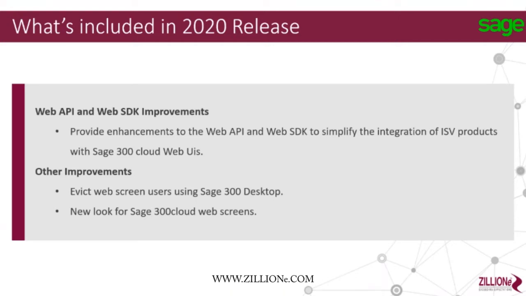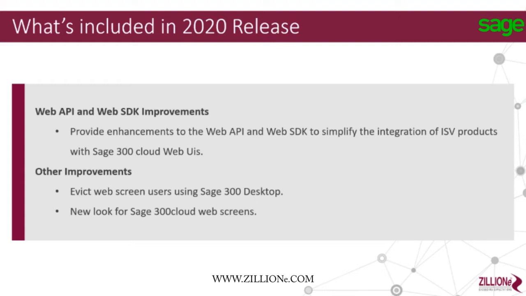And Sage is now not only tailor-made; it has ISV product development partnerships. ZILLIOne is one of our ISV partners, so we can do development based on business verticals and specific requirements.